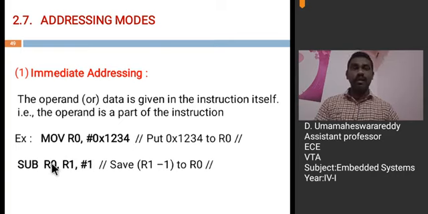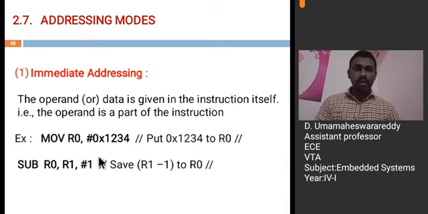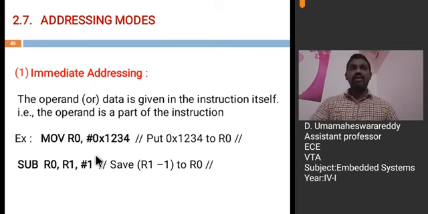Okay, what does this mean? Subtract 1 from the content present in R1 and move the resultant data into R0. This is the meaning of these three operands. And see, here immediate data is present. #1 means immediate data. Here immediate data is represented with a hash. Immediate data is present in the instruction itself, so it is called immediate addressing. This type of instruction is called immediate addressing.